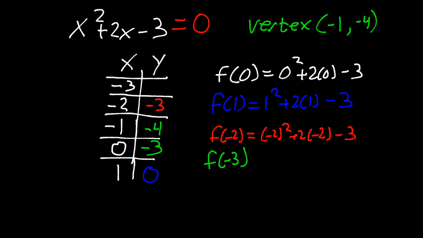So I have the function evaluated at -3 is -3 squared plus 2 times -3 minus 3. -3 squared is 9. 2 times -3 is -6. And minus another 3 is a 0. 9 minus 9. So our other 0 is at -3.